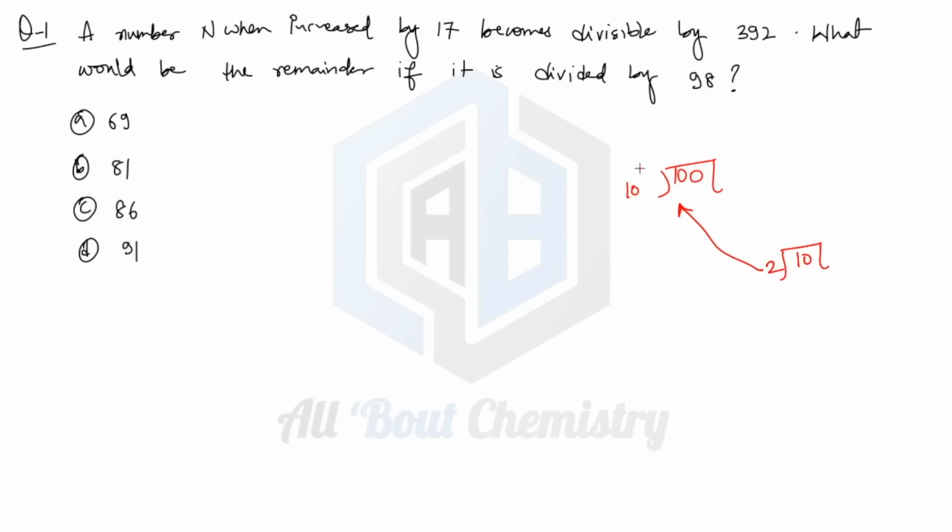Considering that in mind, I found that when the number is divided by 98, the remainder should be 17 less than that. Then only if you add 17 to it, it will become divisible by 98 again. So 17 less than 98 would be 81. So that's the logic to solve it. I hope that this is correct.